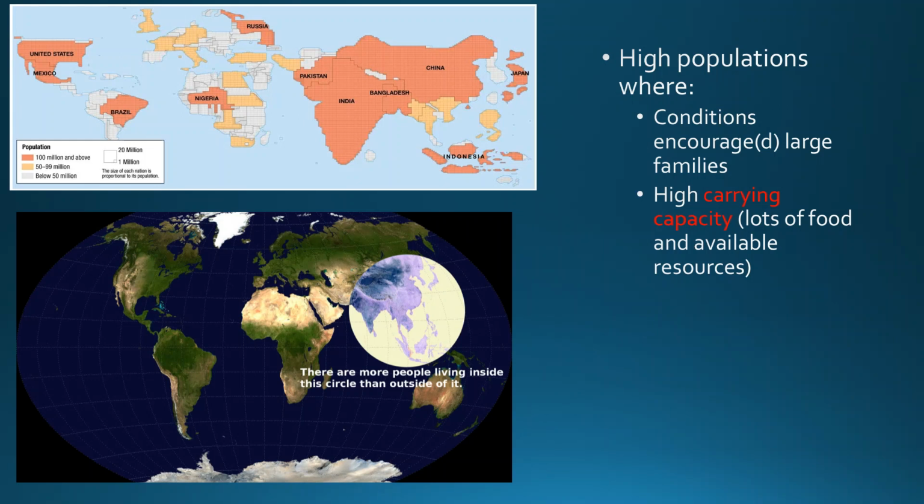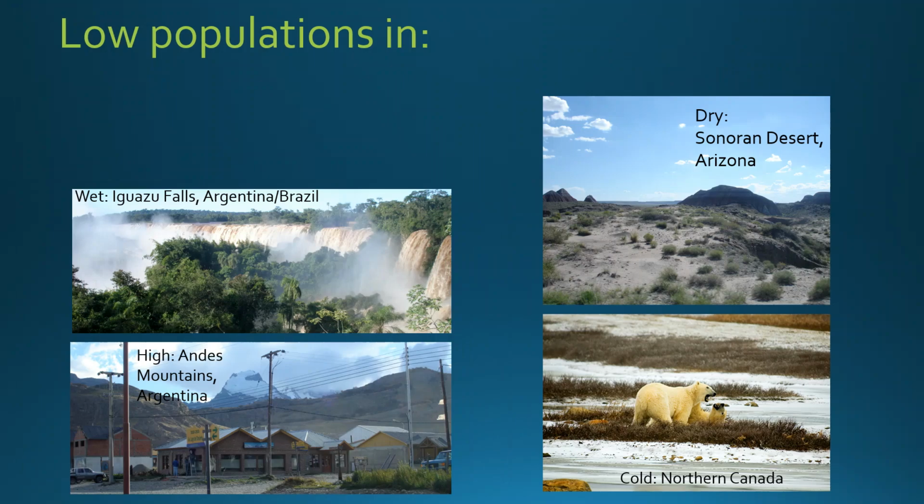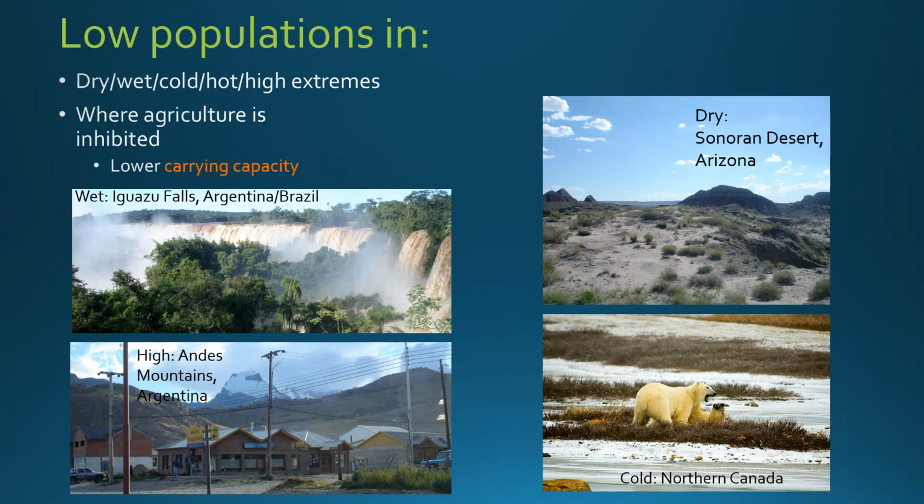And what I mean by carrying capacity is every environment can support a certain number of people. And so in these environments, there are lots of food and available resources. We have low populations in places that are very dry or very wet or too cold or too hot, or basically have these different extremes, and where agriculture is inhibited, they have a low carrying capacity. So you can imagine high in the mountains in Argentina, right? The weather is not very hospitable. You cannot grow as much food there. Same thing with a desert, right? Generally speaking, we don't have a lot of people living in a desert.